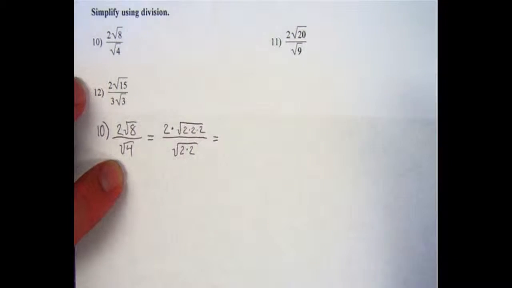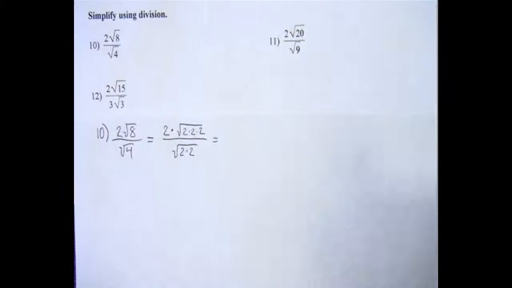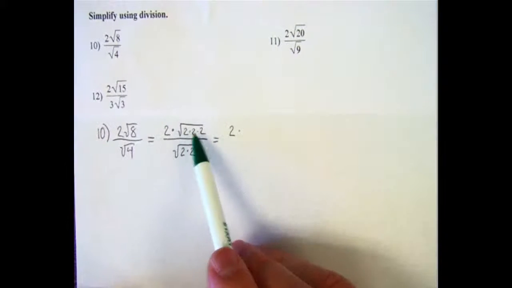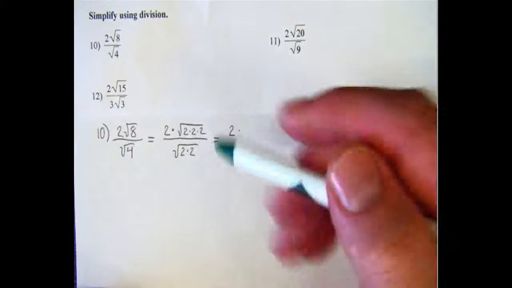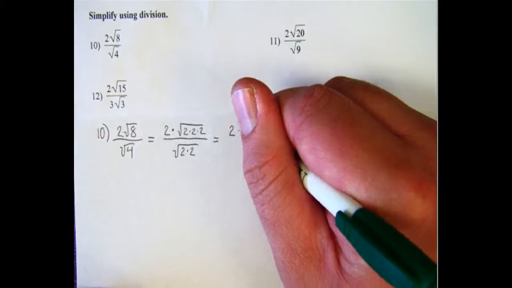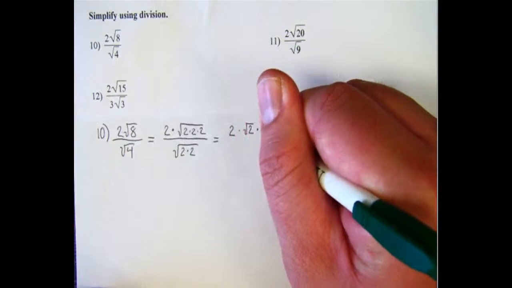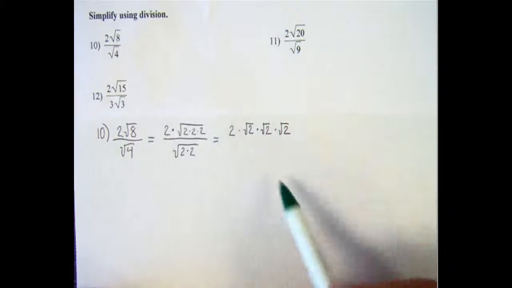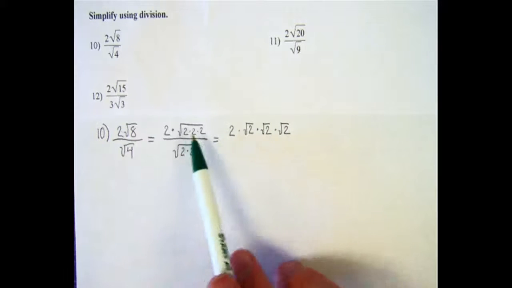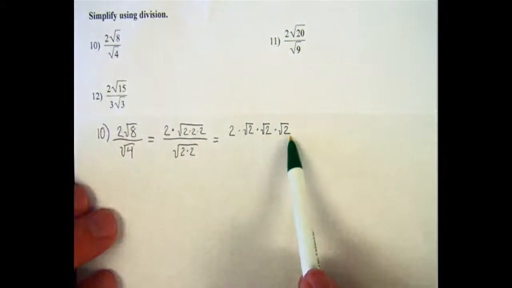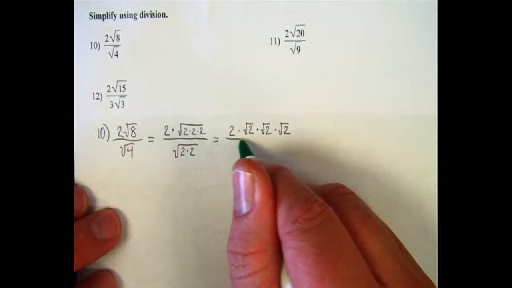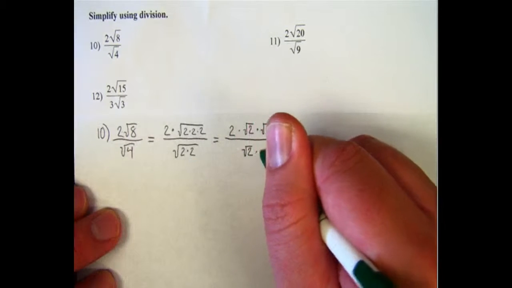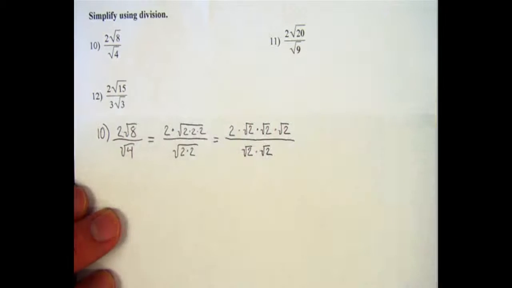Now I'm going to use some properties of radicals to break this up. Namely, if I have all of these things under a radical being multiplied, I can break them apart like this. So these two things mean the same: 2 times the square root of 2 times the square root of 2 times the square root of 2, divided by, and then I'm going to break this up just like that, the square root of 2 times the square root of 2.